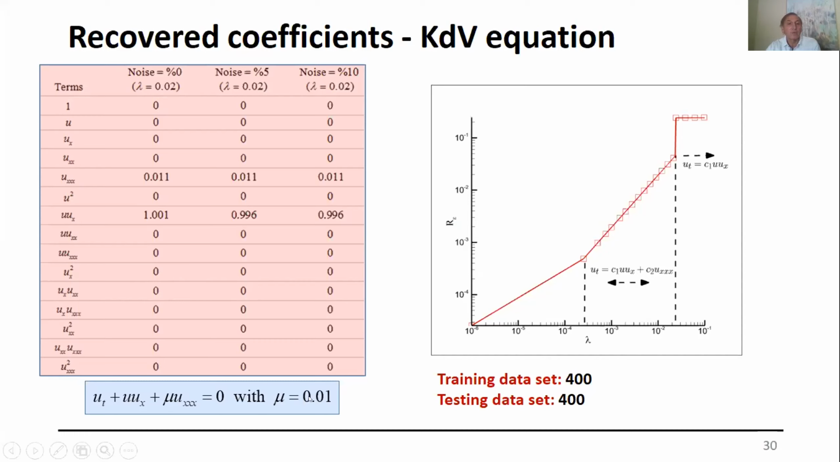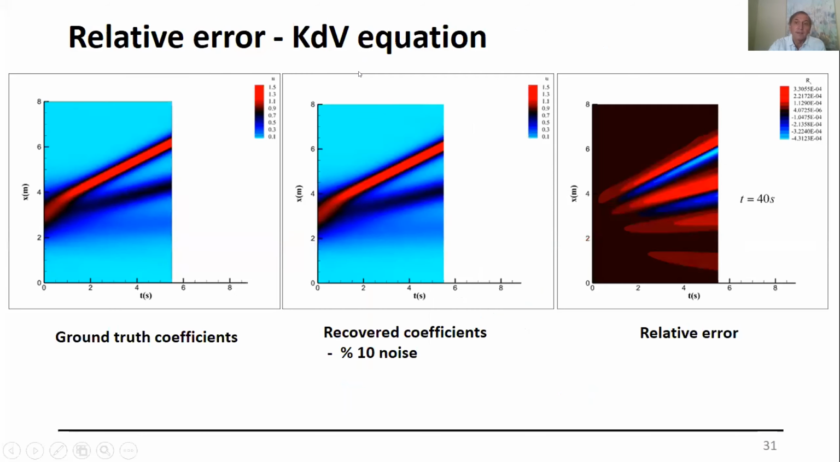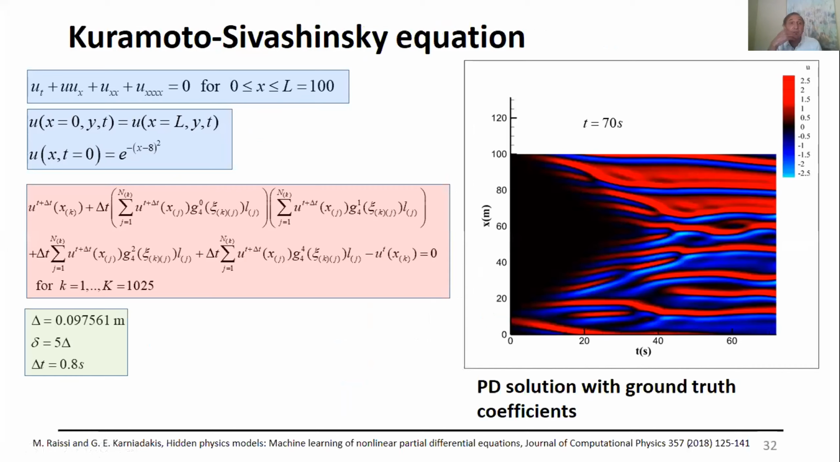And we have mu being 101. That's the coefficient of the third order derivative. So we successfully capture that. And also the coefficient of the product of u and ux, we capture to be almost 1. So in this case, we have 5% and 10% noise in the data. And here you see the relative error. Again, it's in the order of 10 to the minus 4. It's very good. Then we move on to a difficult equation, Kuramoto-Sivashinsky. We were able to solve this.